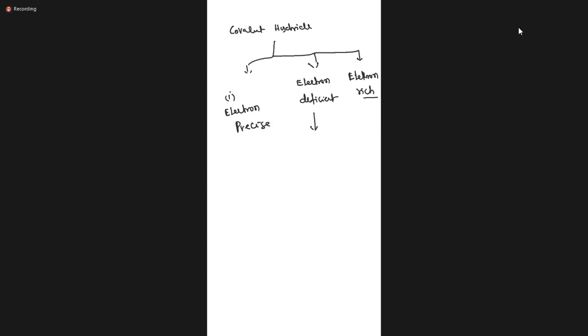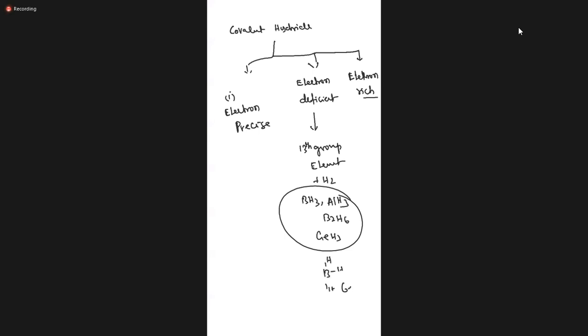Electron deficient hydrates means 13th group elements. 13th group elements react with hydrogen to give electron deficient hydrates, like BH3 type, AlH3 type, B2H6 type, and GaH3 type. These all are electron deficient molecules. Around boron there are 3 hydrogen atoms, only 6 electrons, not satisfying the octet configuration. Hence that's called electron deficient hydrates.